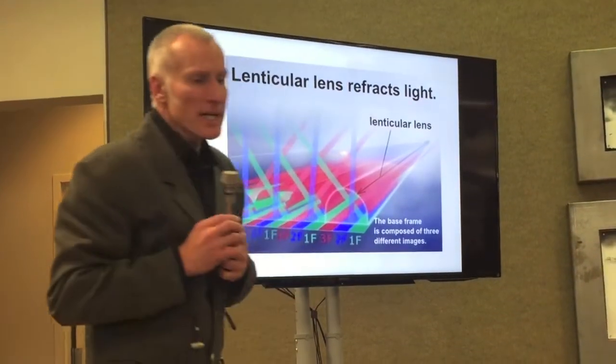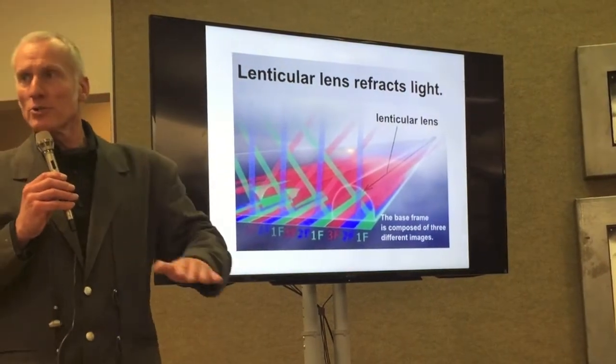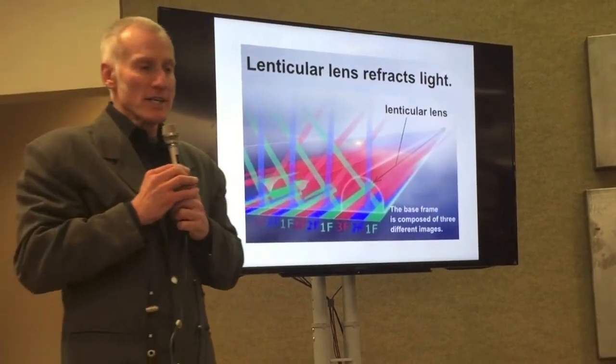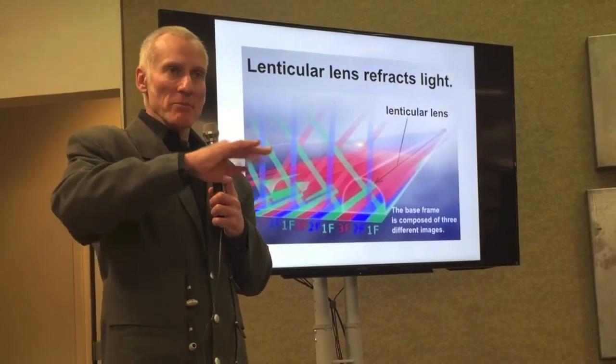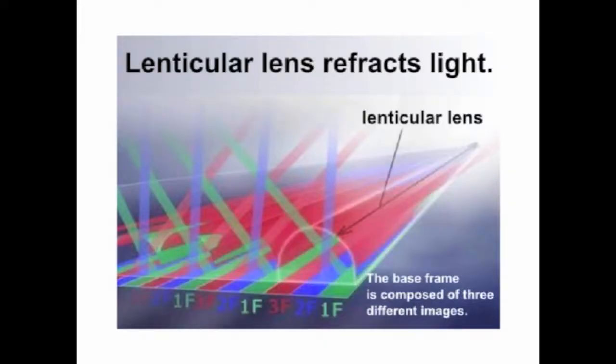So lenticular technology, basically you have 1, 2, 3, or whatever number of images, and then you have a plastic film on top of it that's ridged. It basically creates a different way of seeing 1 or 2 images depending on your viewpoint.